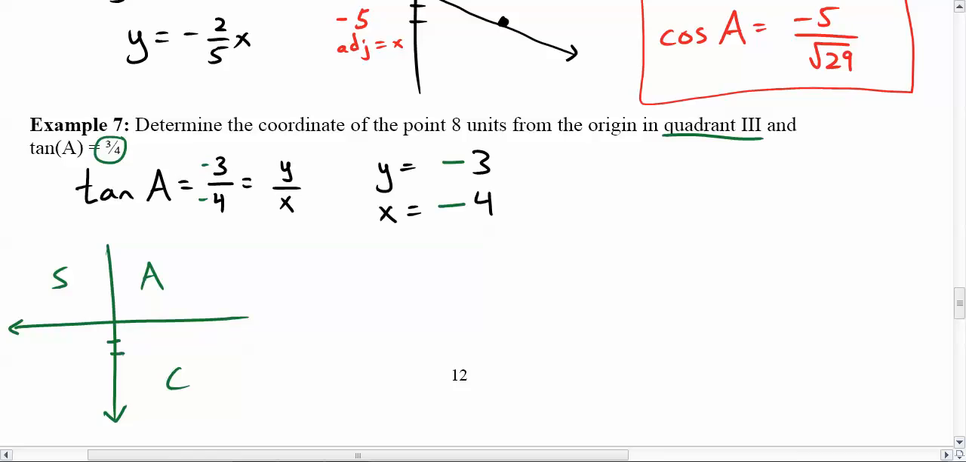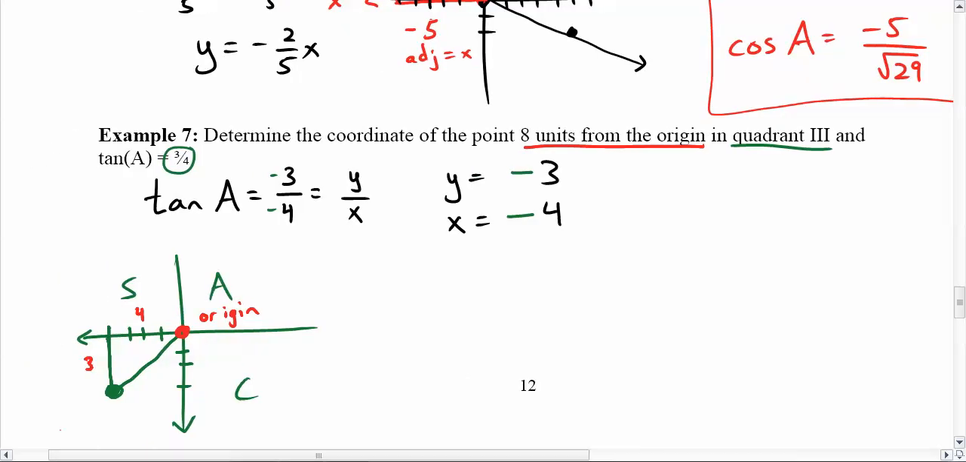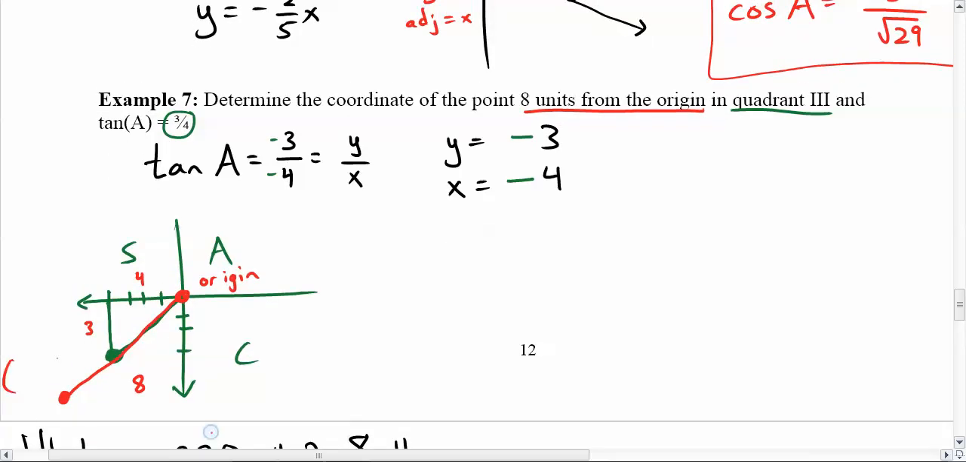Its y value is negative 3, and the x value is negative 4. So that looks like this. And now it's asking me to find a point that is 8 units from the origin. So the origin is just my 0, 0 point. And I have a distance of 3 in the y-axis, 4 in the x-axis, and I want to know, on this terminal arm, where is the point that is a total distance of 8 units away? So I want this distance here to be 8. And I want to find out what coordinate point that is. So what is the x and the y coordinates at that point?